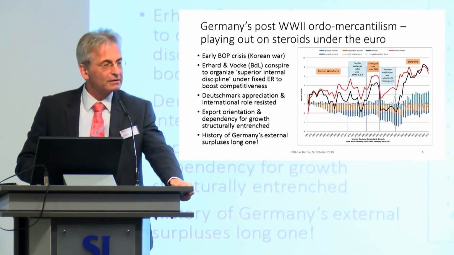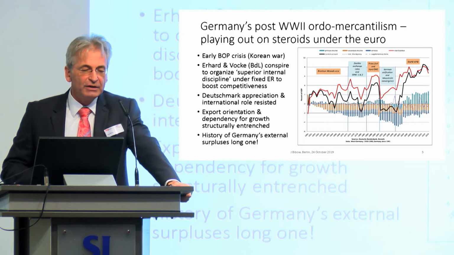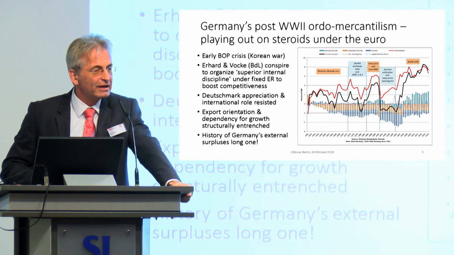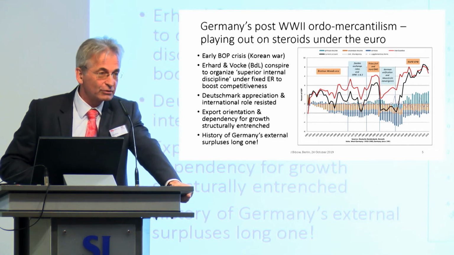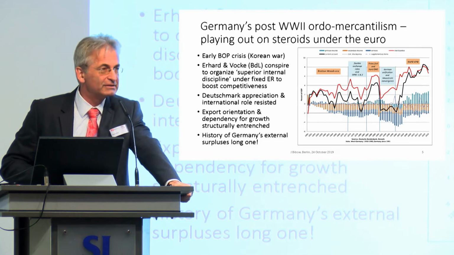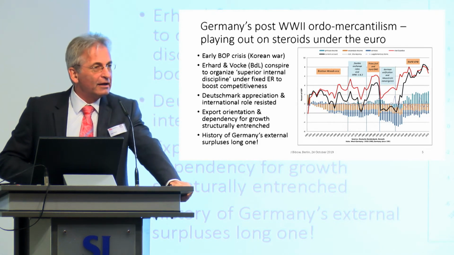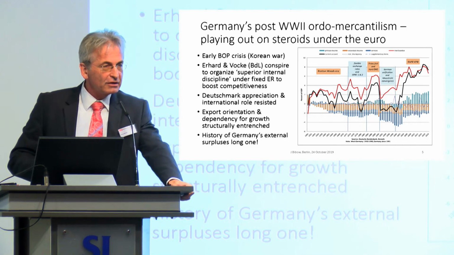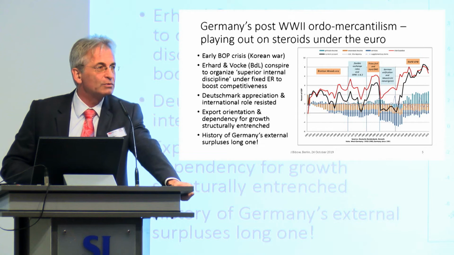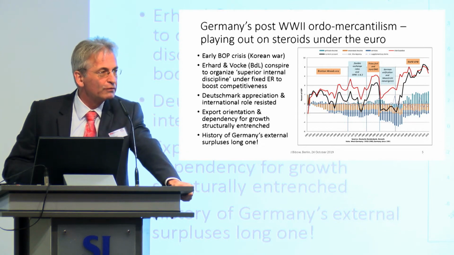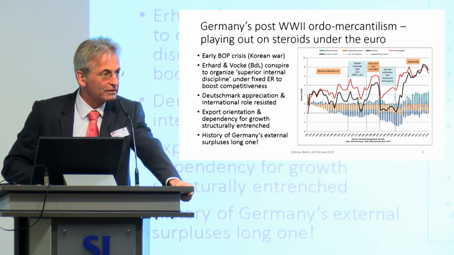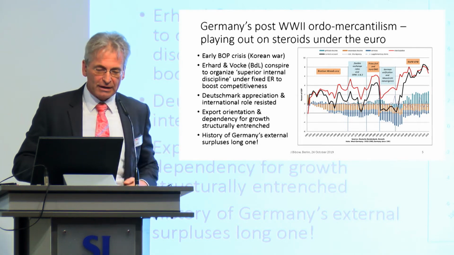They came up with the idea that Germany should organize superior internal discipline, überlegene interne Disziplin. Now, Germans love discipline, so this was a great idea. It worked. It convinced everyone, so to speak, implicitly. So ever since then, Germany was in the Bretton Woods system at the time, had a fixed exchange rate, and the plan was to keep German inflation below everybody else's inflation, to improve competitiveness and stimulate exports in this way. And this is really the German model. Germany made a habit out of this. It has never changed, not until today.